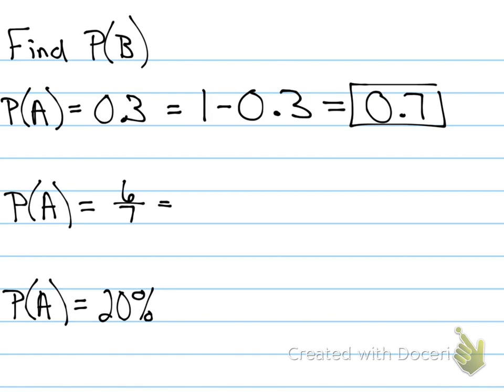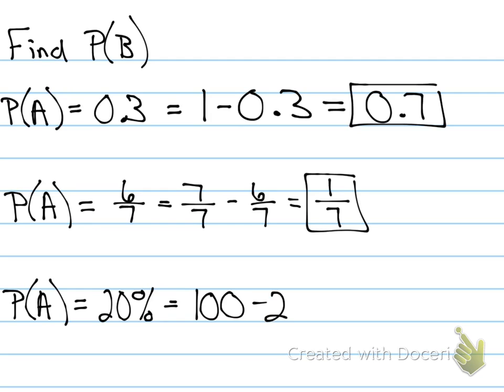All right. What do I subtract 6 over 7 from? 7 over 7 minus 6 over 7 equals 1/7. And what do I subtract the percent from? 100 minus 20 equals 80%. Alrighty. And that's everything that'll be on your quiz Monday.